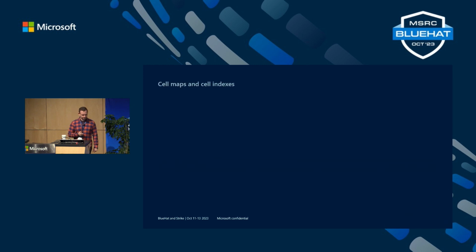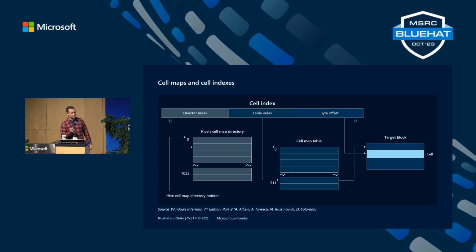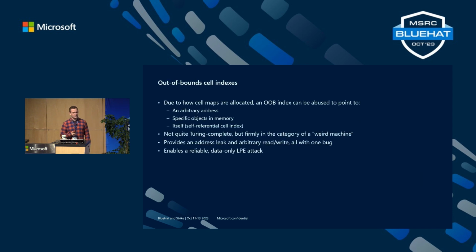and then it can be operated on from that point. So this is another picture from Windows Internals, which shows you the structure of the cell map. So you can see here that it's very similar to a page table where it has several kind of layers that are used to translate the cell index into a virtual address.